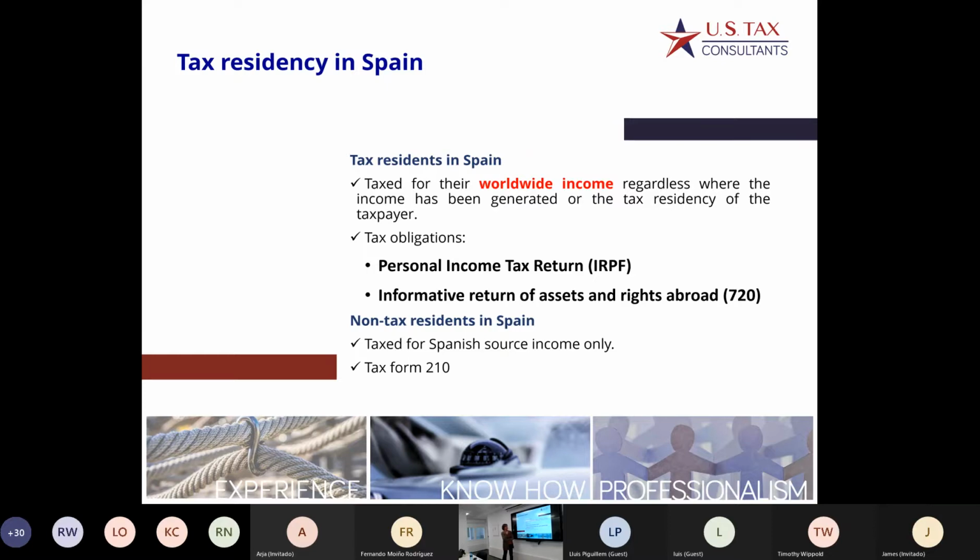What's the main difference with non-tax residents in Spain? And that's why it's so important to know whether you are tax resident or not. Non-tax residents are taxed only on Spanish source income. So that's why you need to know whether you are tax resident or not, because the taxation is completely different.